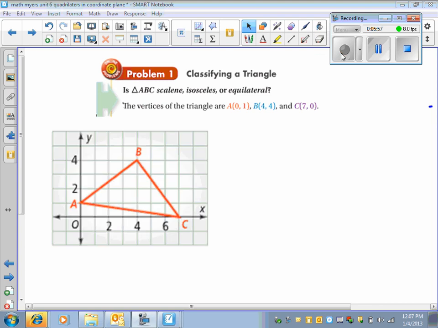All right, if this is done correctly, then your triangle should look like this triangle right here. Now, remember our problem-solving skills: what's given, what is the question asking? The question is asking us to classify this according to the sides. Oh my goodness, what do we need to do if we want information about the sides?